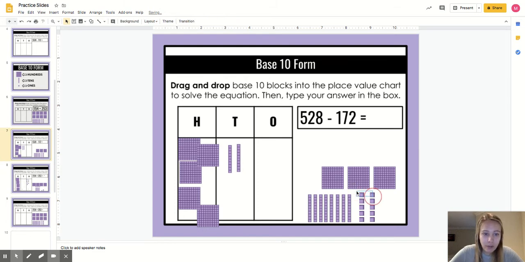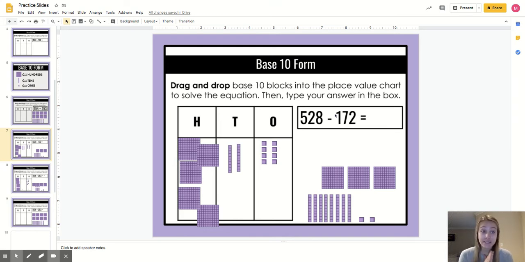So I'm going to take 2 of my tens over, 1, 2, and it has 8 ones. I'm going to grab 8 of my ones and drag them into the, that's not what we wanted. Try that again. Grab 8 of my ones and drag them into my ones column. Now I can tell that this is a subtraction problem because it has a subtraction sign. That means I'm taking numbers away. So I'm going to get a smaller number.